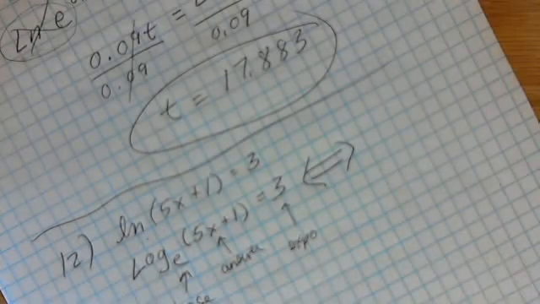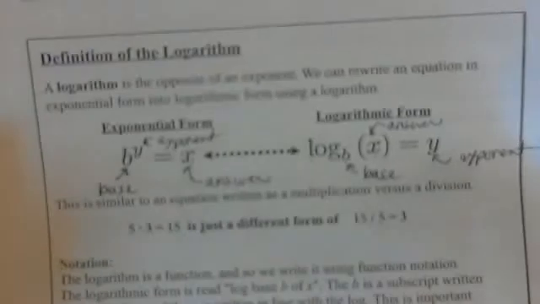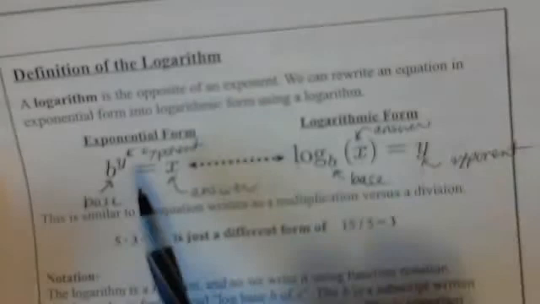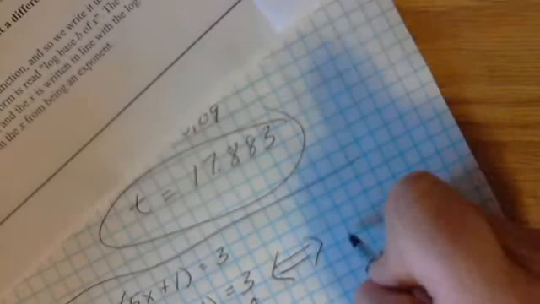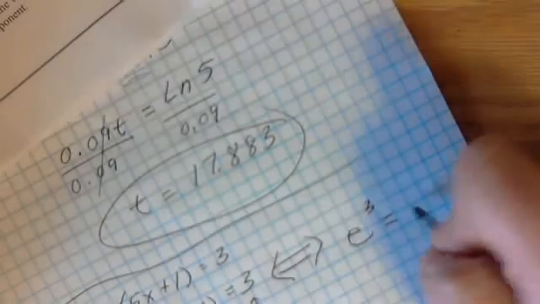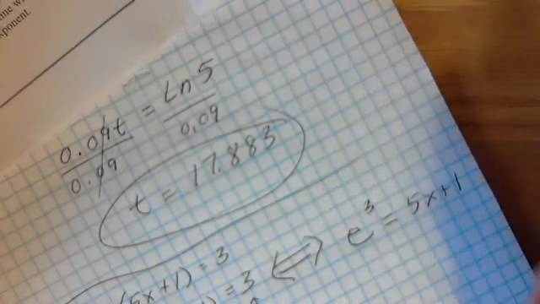I'm going to grab mine and remind you where that is quick. I'm talking about this page. And we're going from this form to this form. So we're going to write our base to the exponent. Our base is e. Our exponent is 3 equals whatever was inside the parentheses, our answer. And in this case it was 5x plus 1.